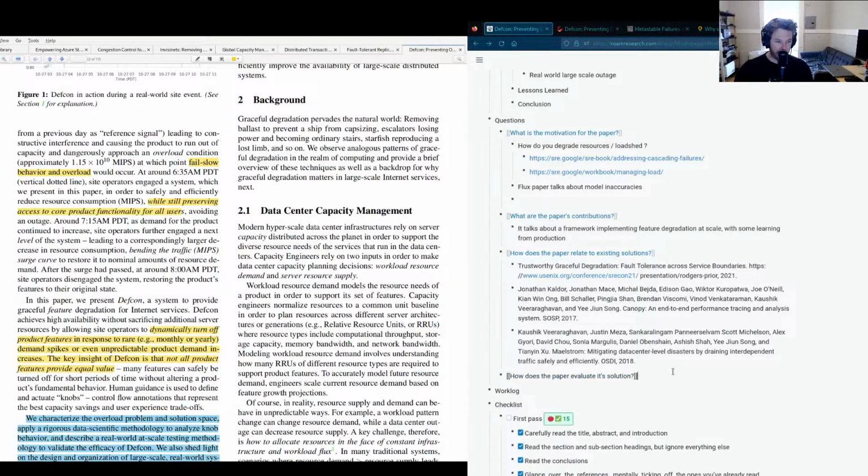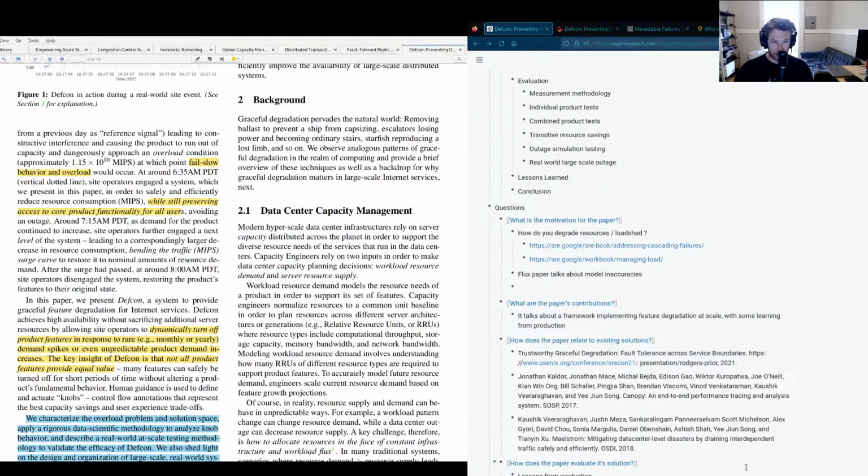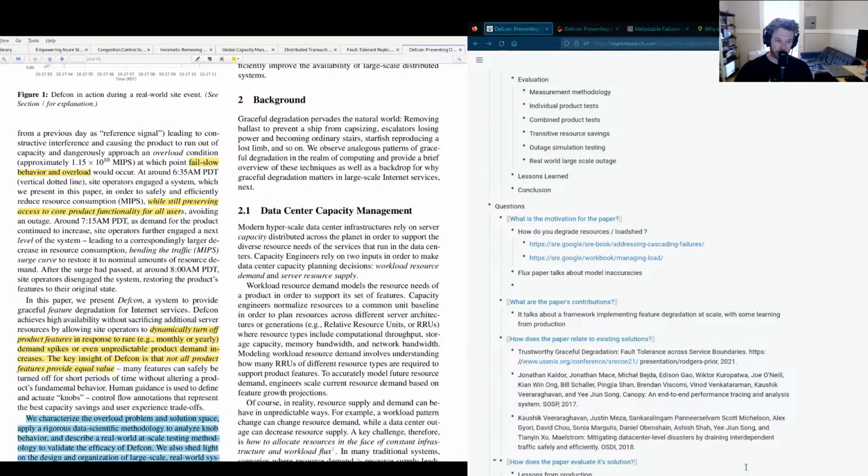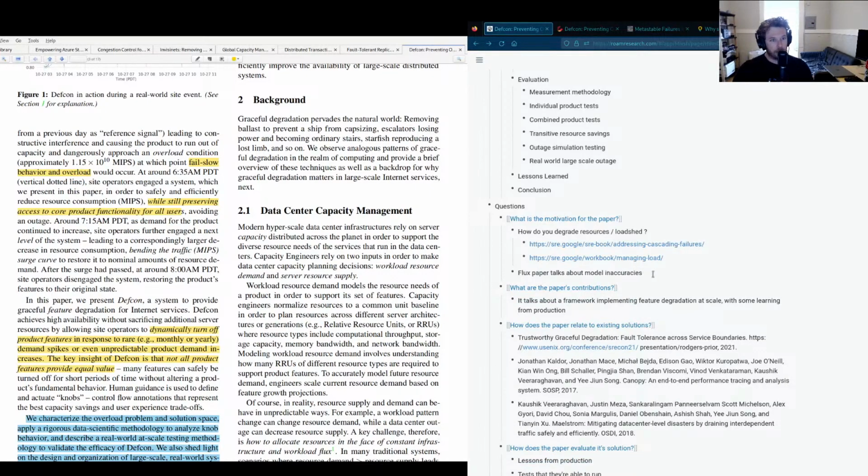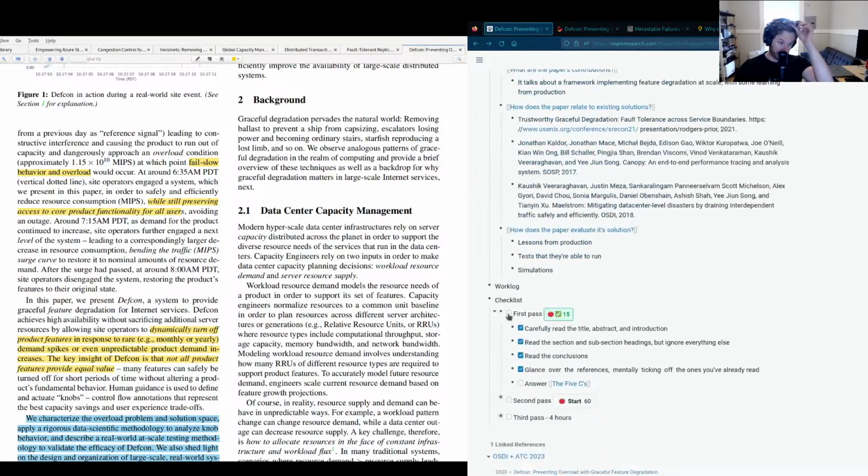And we will get to the how does the paper. Basically, lessons from production, tests that they're able to run, simulations. Yeah, sounds right. Okay. So cool. So now let's do the background. Start the timer.